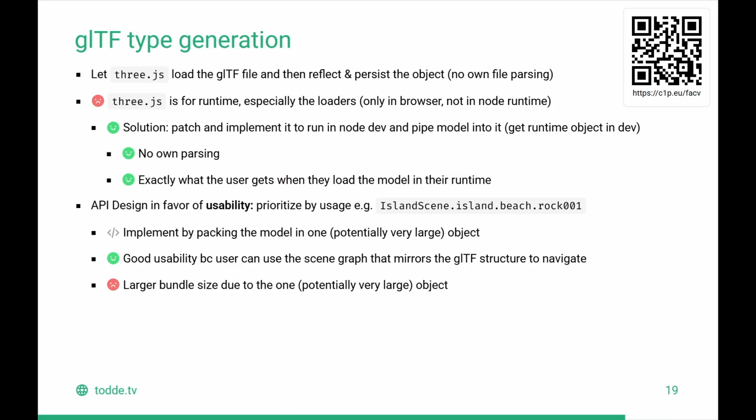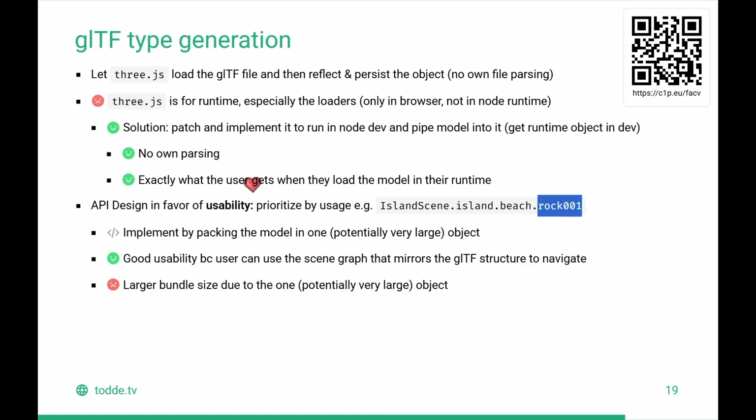Of course, this is not the best for bundling size, as we have to create really large type-safe files. But for the developer, it is very easy at the end of the day to use it, because now we can do something like island scene.island, and we have full code completion in our IDE, and then it prints out, hey, we have the beach now, and on the beach, there's our rock 001. And if we now change the model and someone renames this rock at the beach to maybe rock 002 or something, then our build will fail. Because we know we expect rock 001, but it's not there anymore in our type safety file.